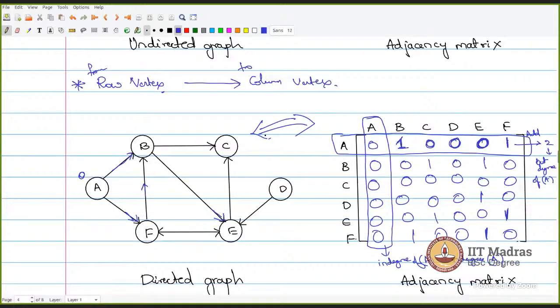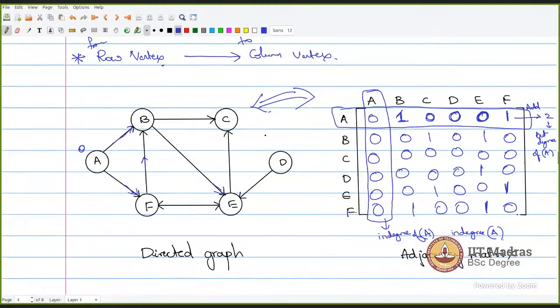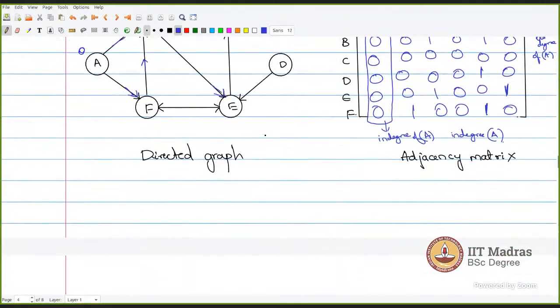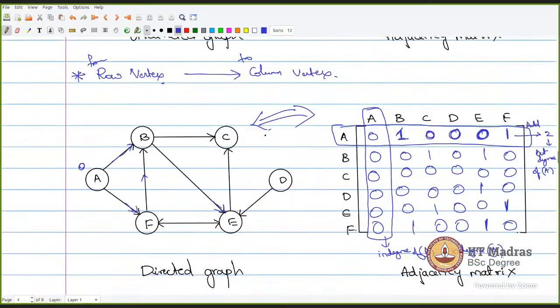Either you give me the graph, I will compute the adjacency matrix, or if you give me the adjacency matrix, I can compute the graph. I can draw the graph. So that is about the adjacency matrix in directed graph and undirected graph.